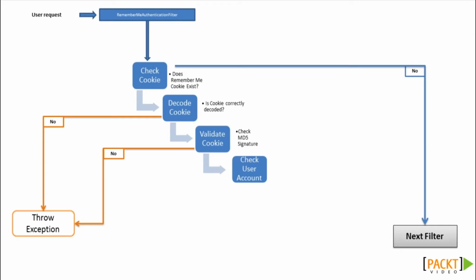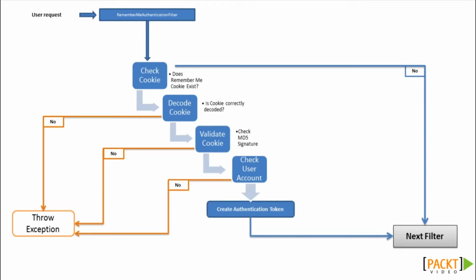mechanism will check the user account and will try to perform the authentication process. And finally, if this last step succeeds, an authentication token will be created and the execution will move to the next filter in the chain.